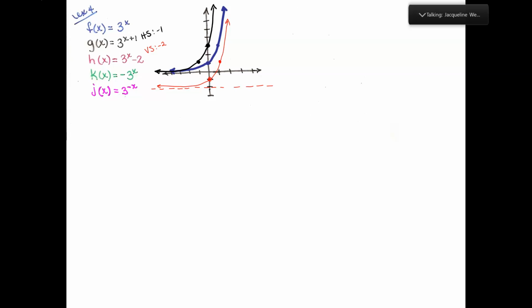Reflection, yes. So it's going to cause a reflection in what? X or Y? X, reflection in X. So a negative just in front of the function is a reflection in the x-axis. So let's go back to our original blue curve and reflect that in the x-axis.